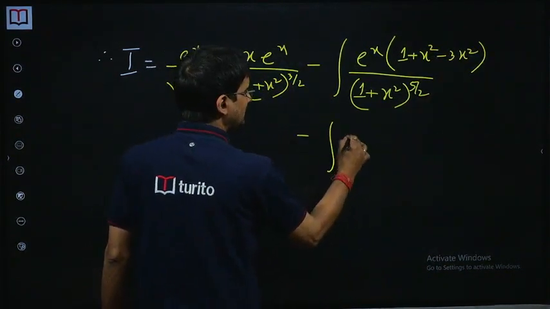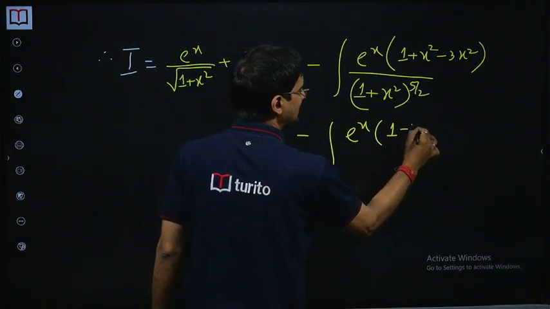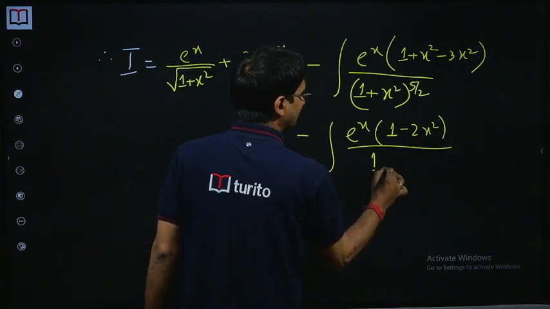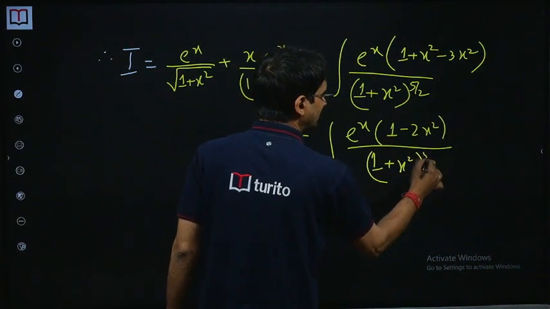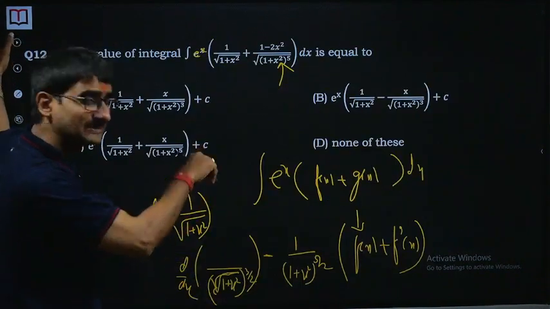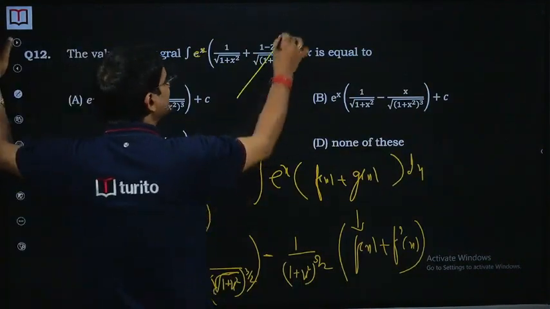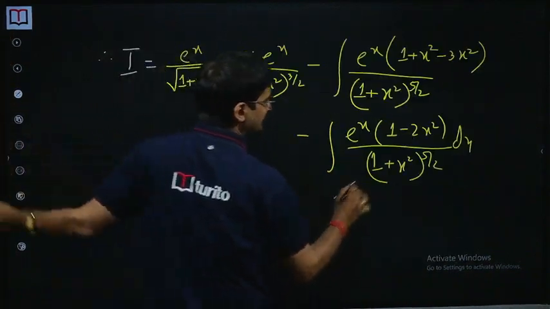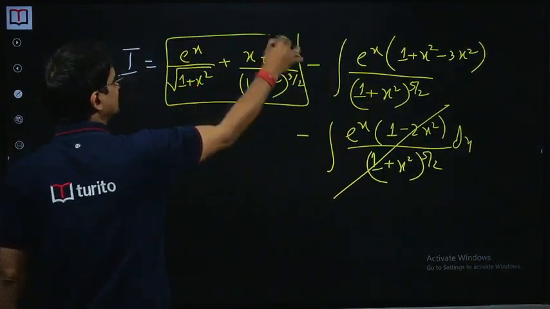So minus e raised to the power x into (1 minus 2x square) upon (1 plus x square) raised to the power 5 by 2 dx. Now let's match it with the second term. It's plus 1 minus 2x square. So this term and this term get cancelled. So that's the answer, of course with plus.